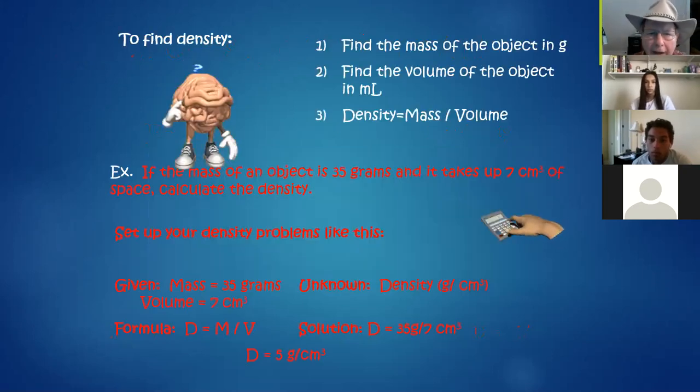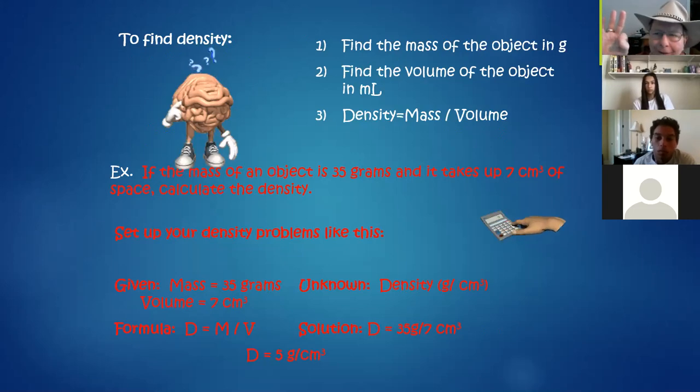You can do it that way, and you can also just simply take care of your labels. My mass is 35 grams, and it takes 7 cubic centimeters of space. Calculate the density. You're going to have 3 problems in density. You're going to be given the mass and the volume, asked to determine the density. You're going to be given the density and the mass, asked to determine the volume, or you're going to be given the density and the volume and asked to determine the mass. Only 3 types of problems.